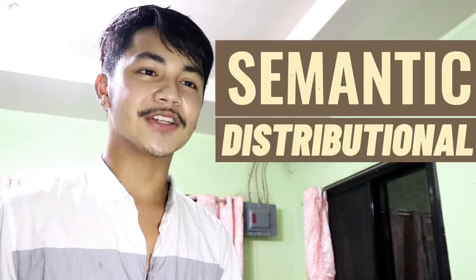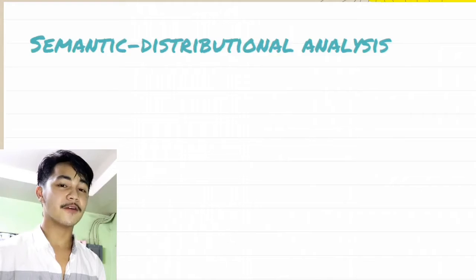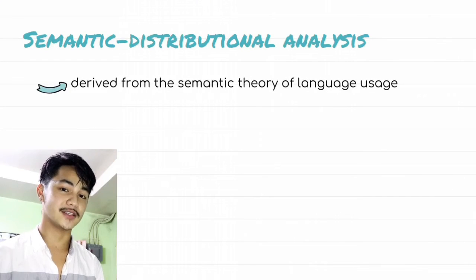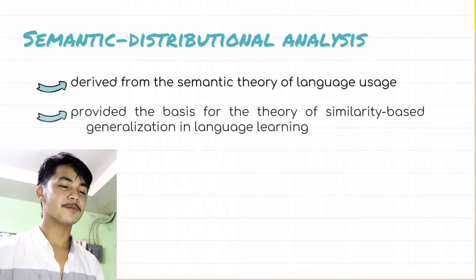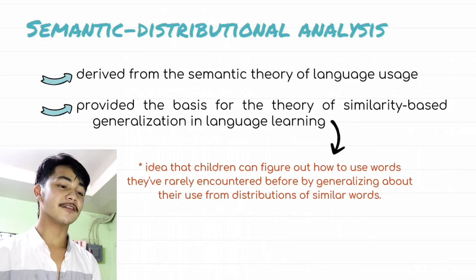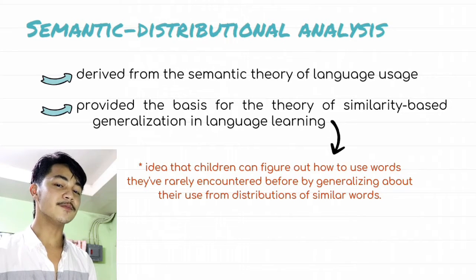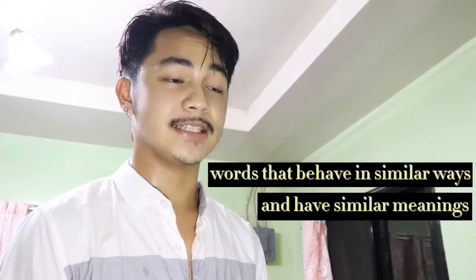The semantic distributional analysis. The distributional hypothesis in linguistics is derived from the semantic theory of language usage. In recent years, the distributional hypothesis has provided the basis for the theory of similarity-based generalization in language learning. It is the idea that children can figure out how to use words they have rarely encountered before by generalizing about their use from distributions of similar words, using this information to link words that behave in similar ways and have similar meanings.